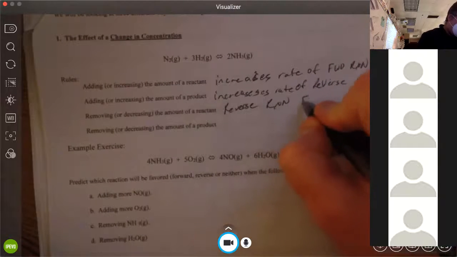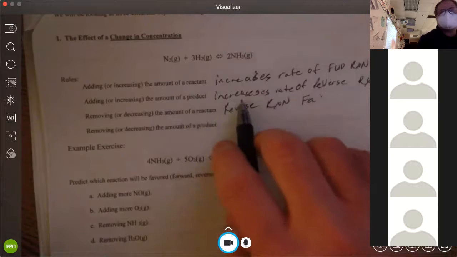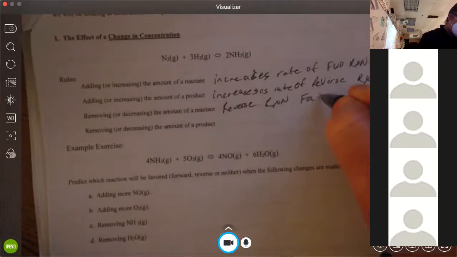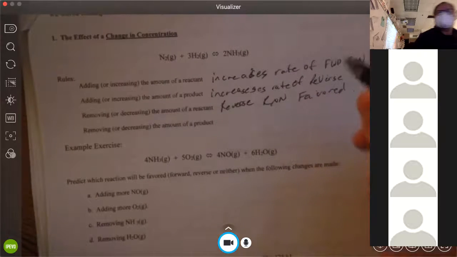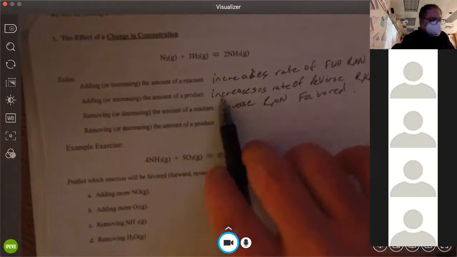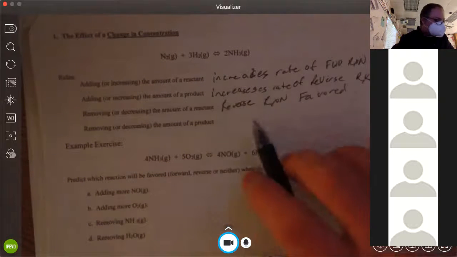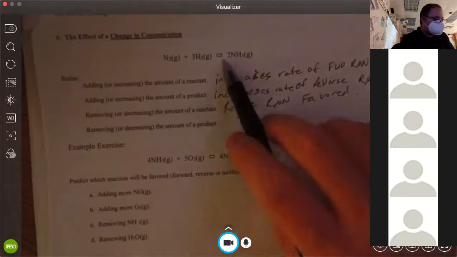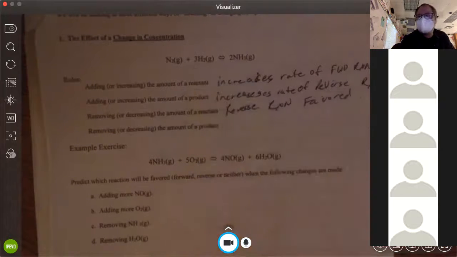Reverse reaction is favored. Or if I kept with the same way I did this, increasing the rate of the reverse reaction. That's kind of the funny thing about this. If you do reading or watch any tutorials on this, you're going to see people say increasing the rate of the reverse reaction. You're going to see people saying reverse reaction is favored. And you're going to see people saying, well, we're going to shift left. Basically, we're going to shift to the side of the reverse reaction. All of these mean the same thing.